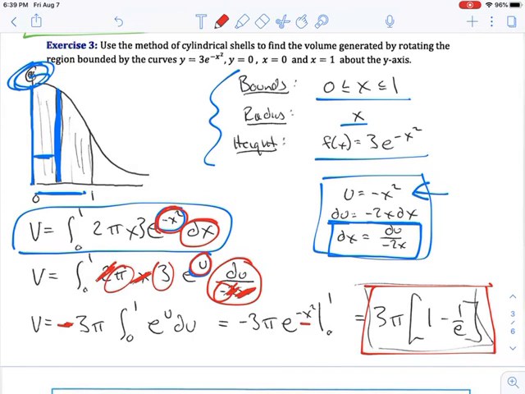Okay, well, that's it for this video. That should get you started on using the cylindrical shells method. Make sure that you understand these 3 problems. Make sure that you can justify and you understand all of the parts of what you're doing before you go on and look at the next video and try to do the next problems.